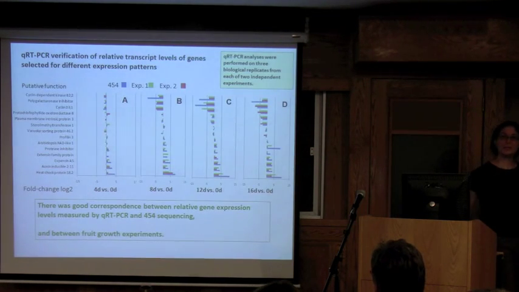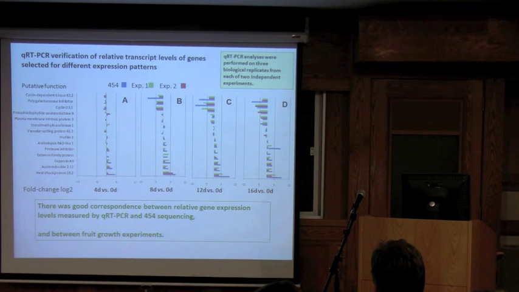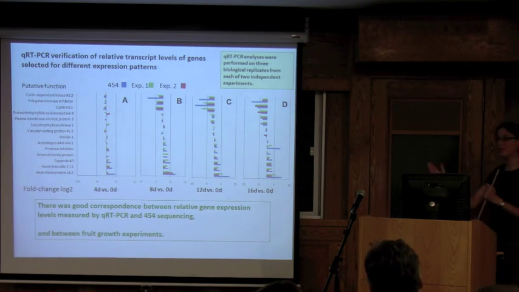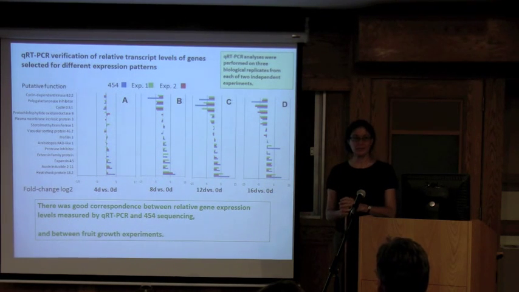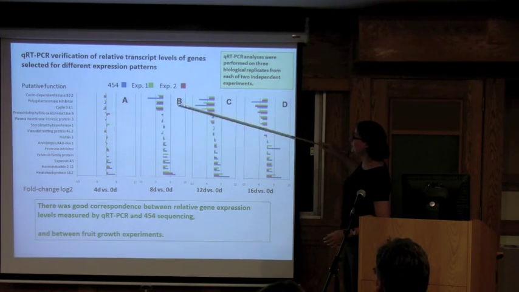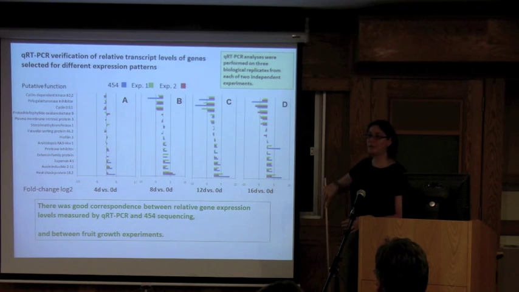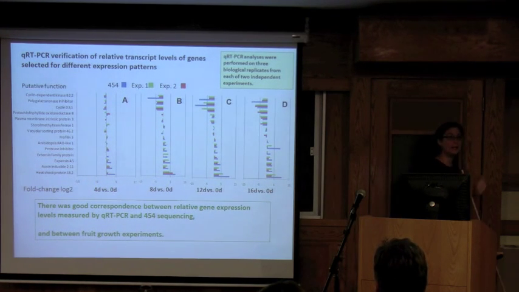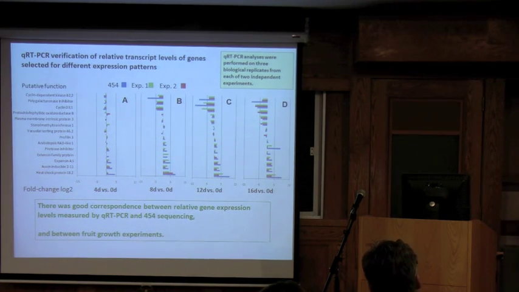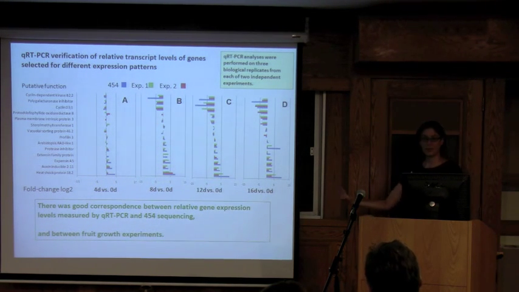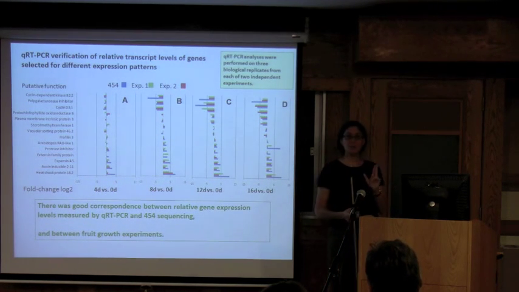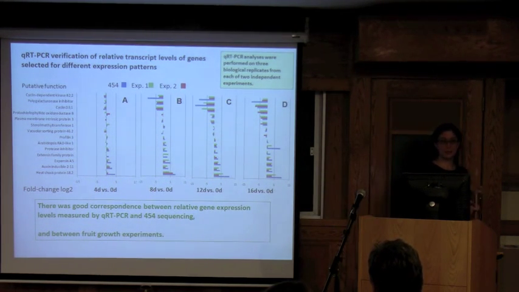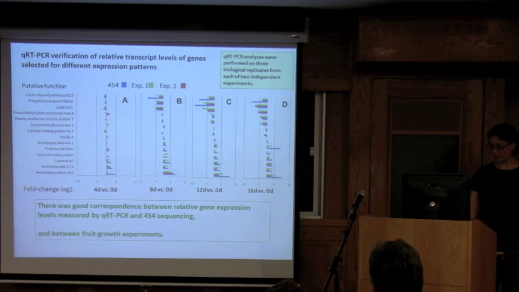And then we went on to select a subset of approximately 20 genes that had differing levels of expression at each of the time points. And for those, we did qRT-PCR analysis. We saw good correspondence between the 454 data and the qRT-PCR data. And that qRT-PCR analysis was actually performed on 2 sets of experiments that had been done in the greenhouse at different times. So we saw good correspondence between the 2 sets of qRT-PCR, indicating good biological confirmation or reproducibility as well.